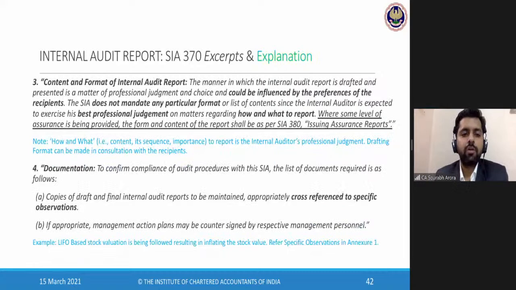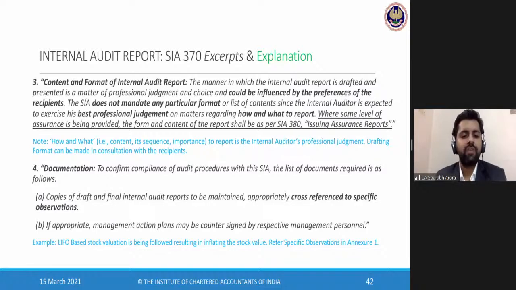Then the content and format of the internal audit report is not defined. But its content, sequence and importance can be decided by the professional judgment of the internal auditor. Drafting format can be made in consultation with the recipients, how they want that information, because ultimately they are going to be the users of your internal audit report. The format can be discussed with them, but what you are going to report, what will be the sequence of that report, and what level of importance you accord to each point, you have to decide. The auditee cannot have a say on that. Auditee can have a say only on the format of the audit report.